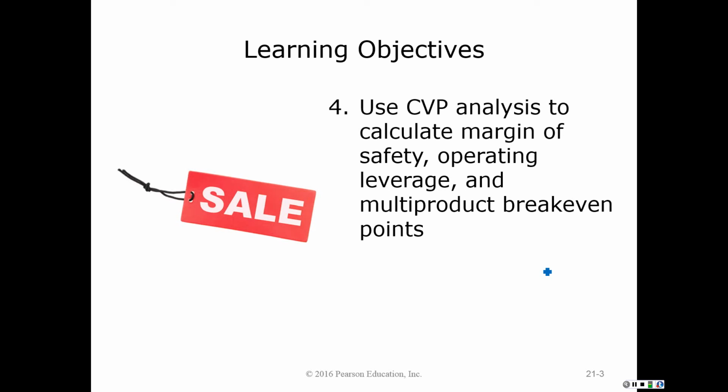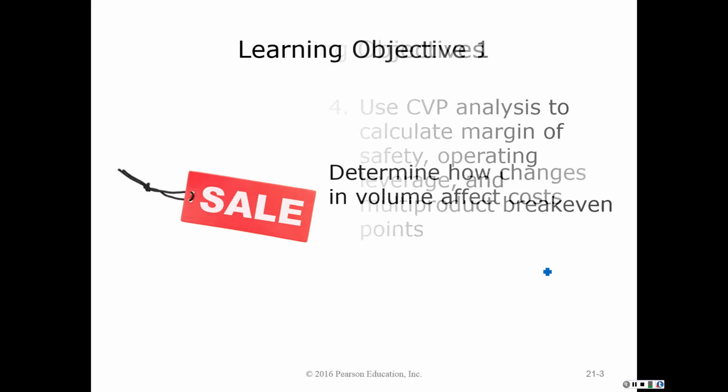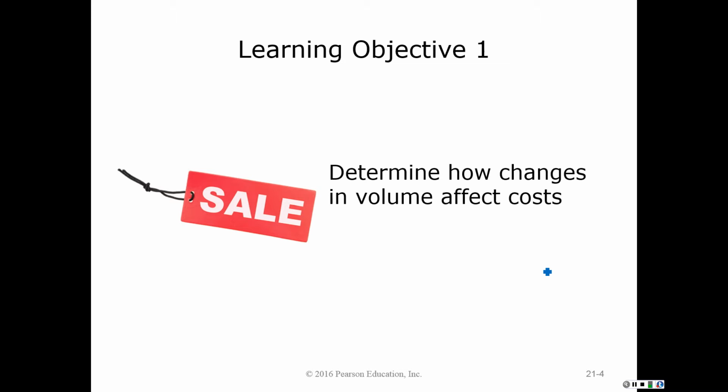We will use this cost volume profit analysis to help us make decisions about what products we should produce, when we reach break even with those different products, and which ones maybe we need to promote more than others in our organization because they generate higher contribution margins. Okay, so lots of useful information. Let's begin with the first objective, which talks about how volume impacts our cost.